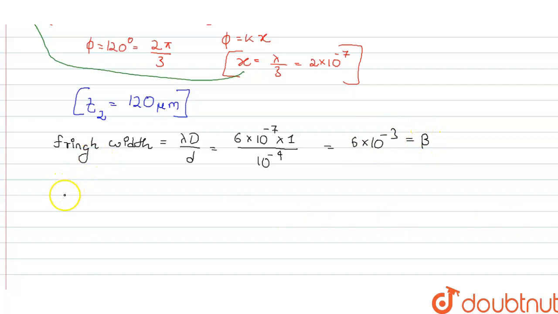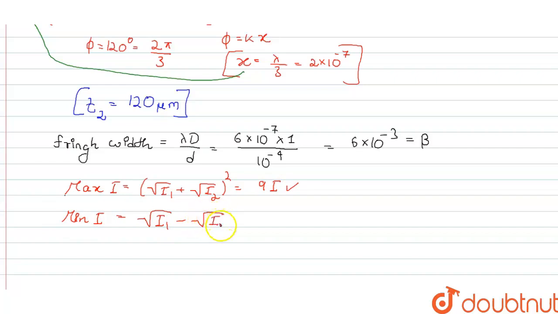And we can find the maximum intensity as root I1 plus root I2 whole squared, which is equal to 9I on solving, and minimum intensity, which is equal to root I1 minus root I2 whole square, which comes out to be I. So this is how we solve the question.